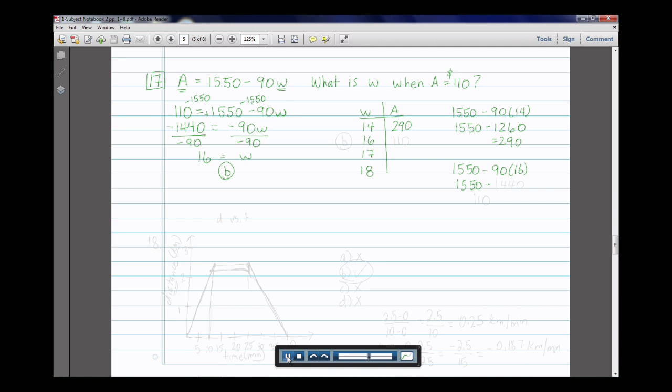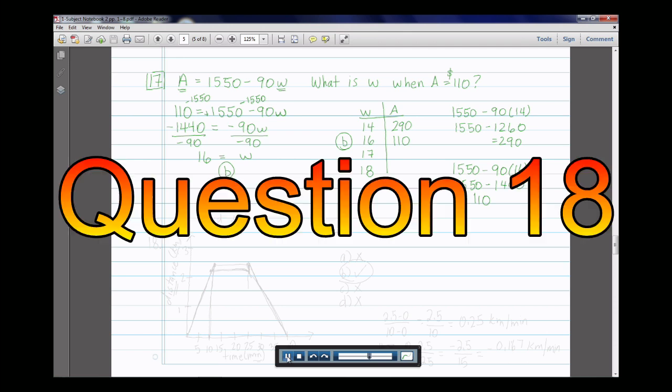If I just pull out my calculator for a second, because I didn't get this ready step by step. 90 times 16 is 1440, and so 1550 minus 1440 is going to give you 110, and that is what you're looking for. So then you know the correct answer is B. And you could check out the other ones as well if you wanted to, just to make sure you're right.